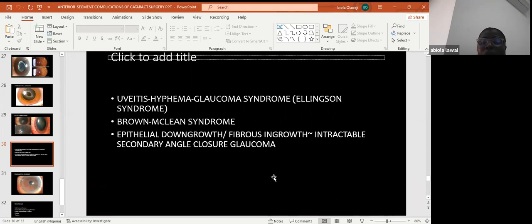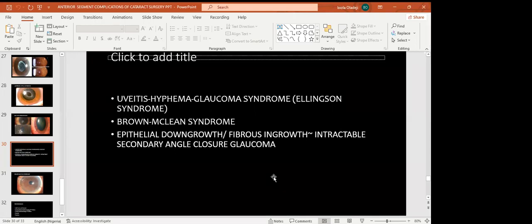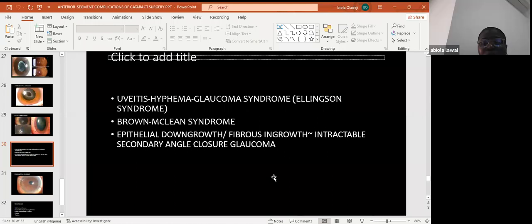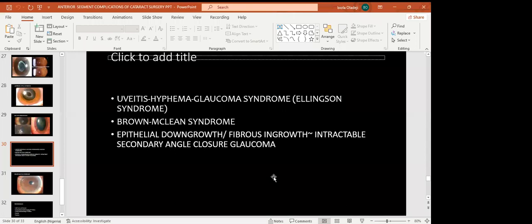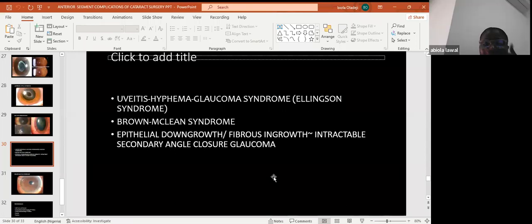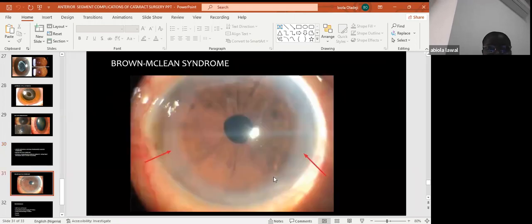Epithelial downgrowth and fibrous ingrowth. In epithelial downgrowth, you have epithelial cells migrating and lining intraocular structures like the endothelium, the iris surface, even the angles. When it is fibrous ingrowth, it's not just epithelial cells, it's a fibrovascular tissue. This has been found to cause intractable secondary angle closure glaucoma, and such patients may eventually require a tube implant to lower and control intraocular pressure.